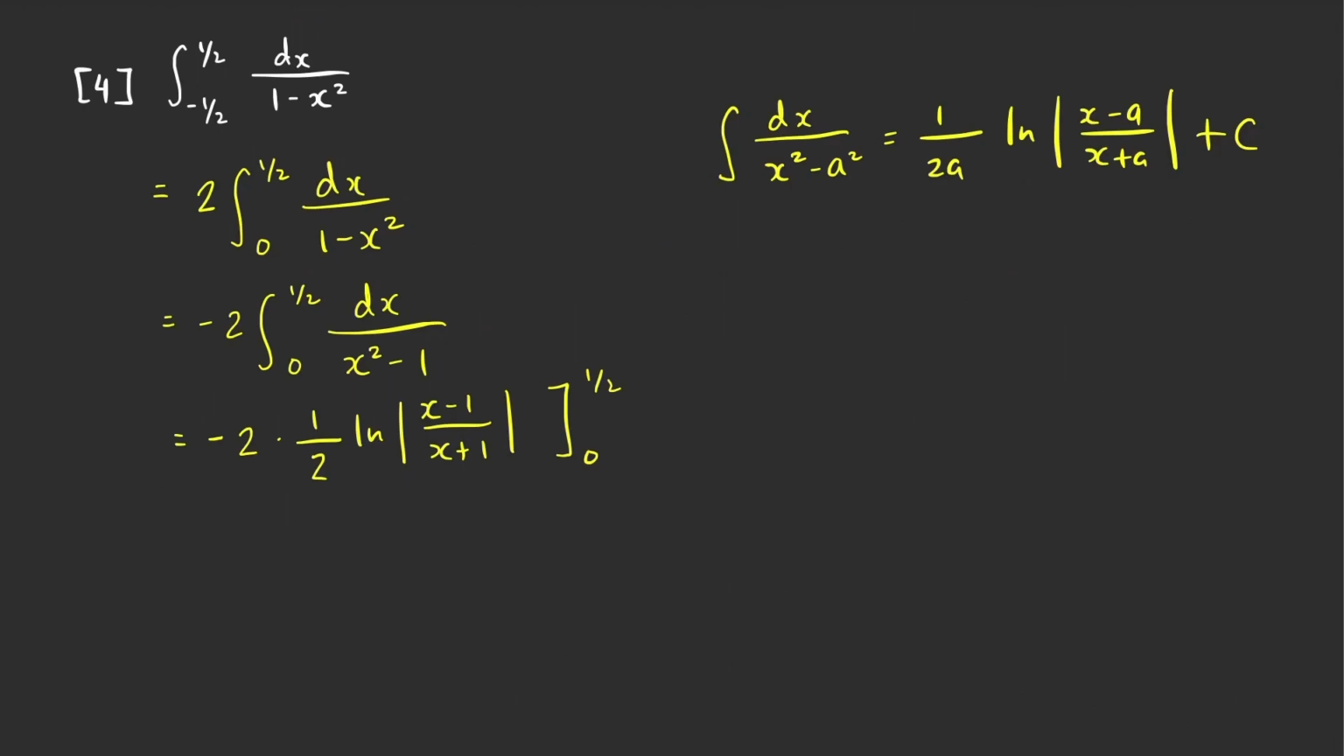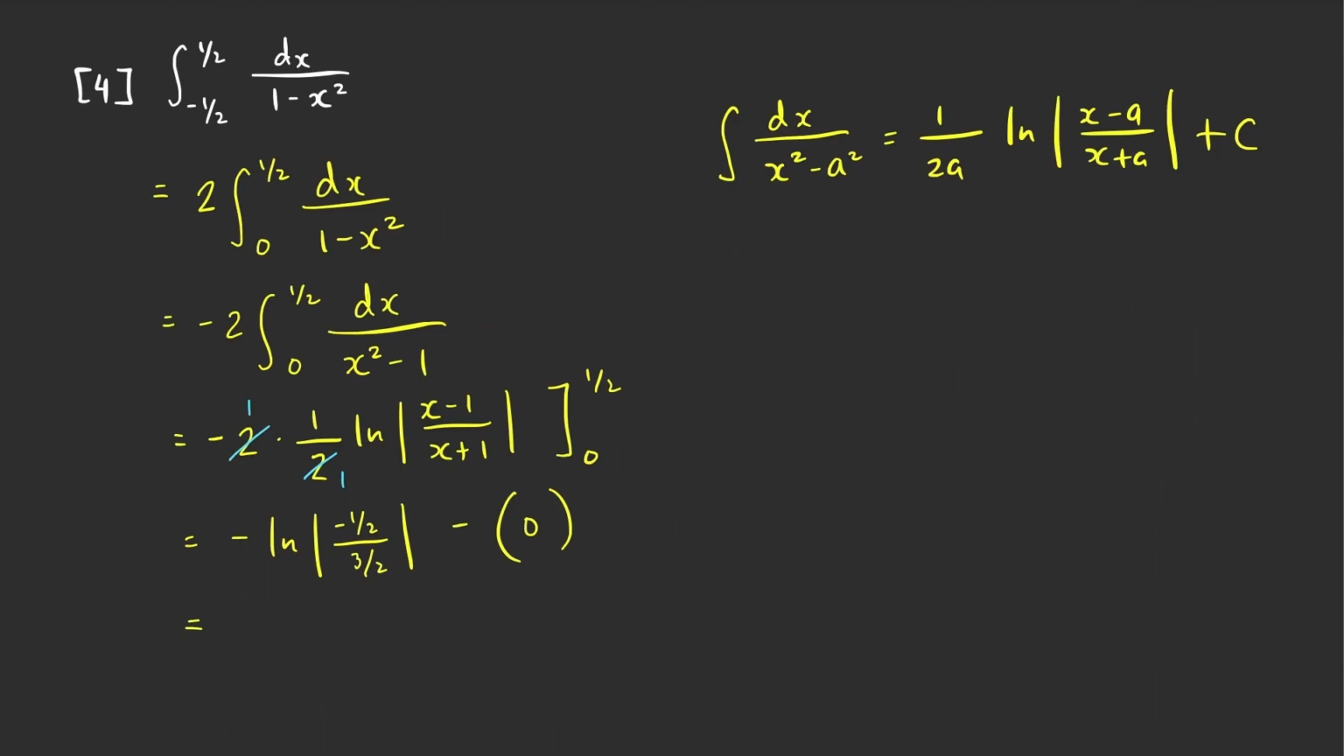So this is just 1 here, so we can cancel that one. So this is equal to negative ln of the absolute value of 1 half minus 1, so that is negative 1 half, all over 1 half plus 1, so that is 3 halves. And then minus the value of this when x is equal to 0. So when x is equal to 0, it's ln of the absolute value of negative 1 over 1. So that is ln of 1, which is equal to 0. So this is just minus 0.